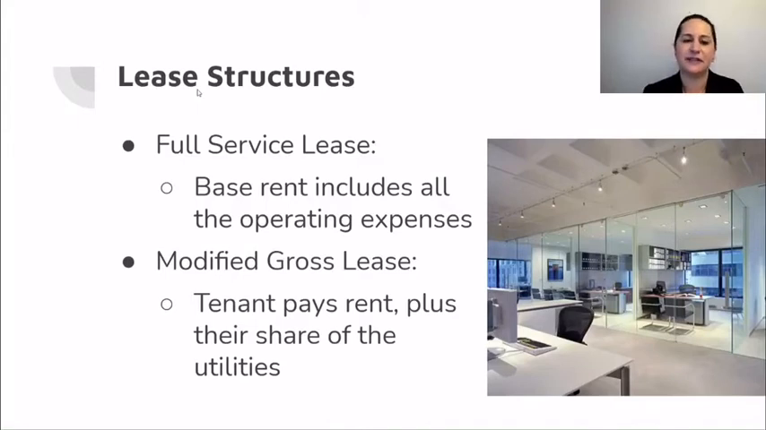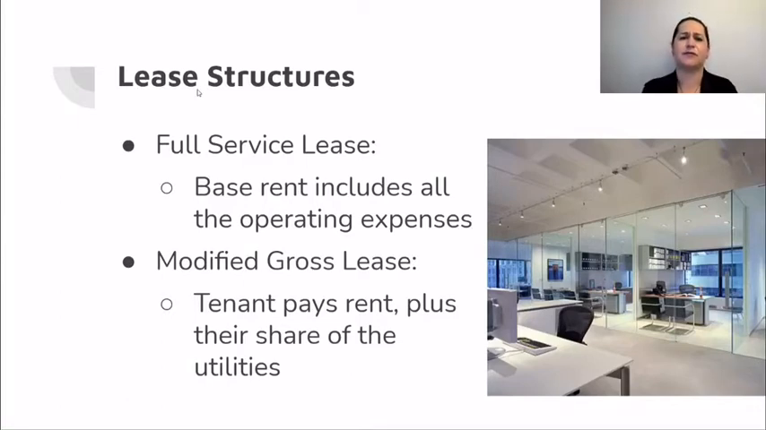So we're going to talk a little bit about lease structures. The first type of lease structure that we're going to cover is a full service lease. This is typically for office space, and this is when you have a base rent that includes all of the operating expenses. So things like utilities, the maintenance, janitorial might be included in that. This is kind of the Cadillac of all leases, because you're just going to pay one rate and it's going to cover a lot of things. You don't have to necessarily worry about your utility bills or anything like that, because it's just all wrapped into the type of lease that you are signing.